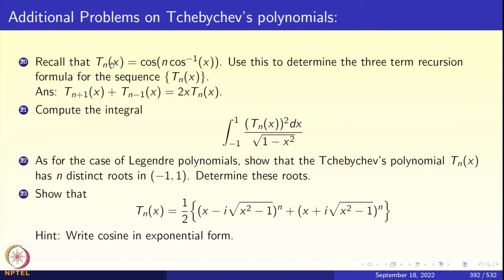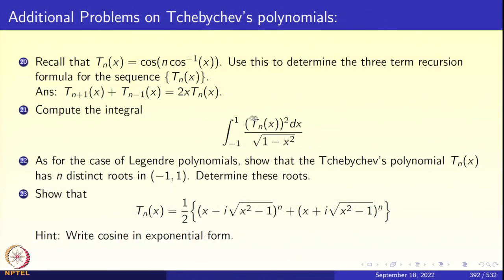So we got this expression for T_n(x). Straight away you can use this to derive the three-term recursion formula for the Chebyshev sequence: T_(n+1) plus T_(n-1) is 2x times T_n(x). That's a three-term recursion formula. And we know that the Chebyshev polynomials are orthogonal with respect to the weight function dx upon root of 1 minus x squared. So you are interested obviously in computing this integral from minus 1 to 1 of T_n(x) squared dx upon root of 1 minus x squared, because that's going to give you the normalizing factor.